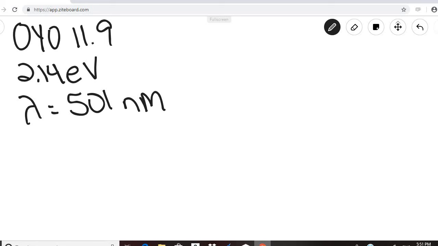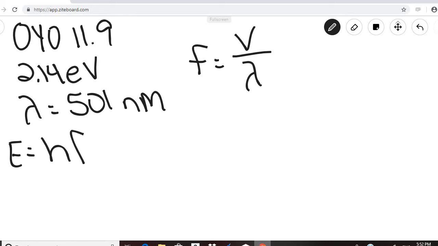What is the maximum kinetic energy that the electrons will have when they leave the metal? Okay, so we know that frequency is equal to the velocity divided by the wavelength. And remember, energy is equal to Planck's constant times frequency. So we first have to determine the frequency.